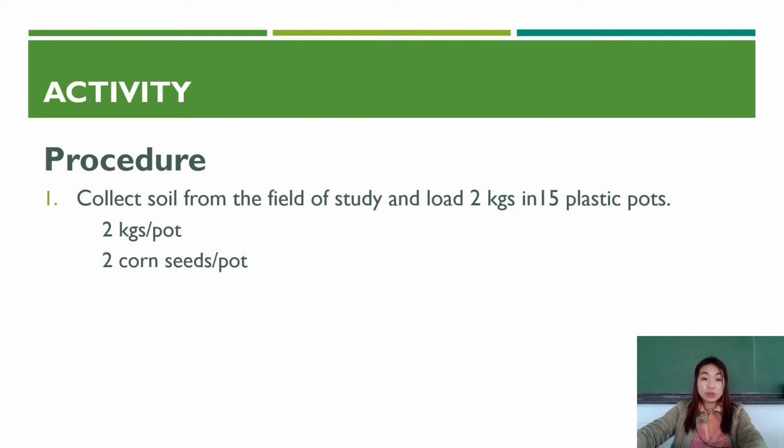Next is you plant 2 corn seeds per pot. Dalawa lang ha, dalawa lang. Okay na kapag namatay yung isa, pero wag lang yung dalawa. Okay? Kasi wala ka nang madadiagnose na crop pag ganun. Okay?